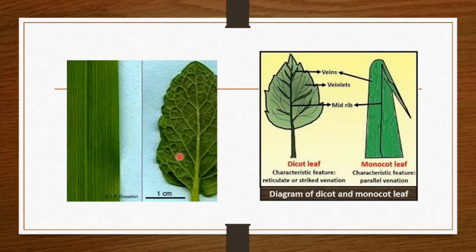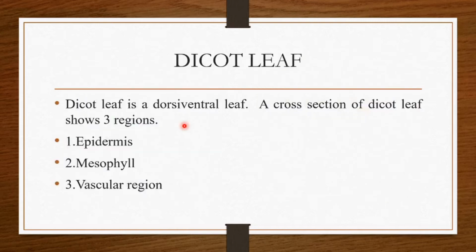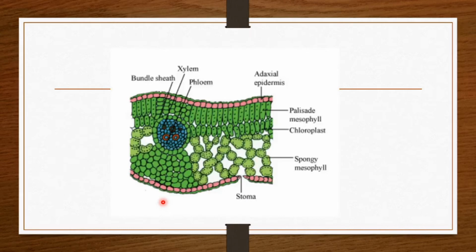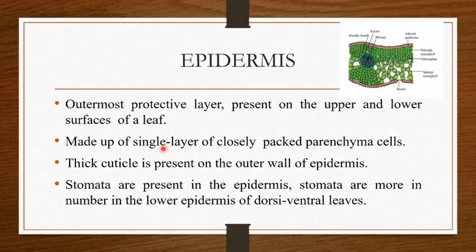In this session, we will be discussing the anatomy of this dorsiventral or dicot leaf. A cross section of dicot leaf shows three different regions. They are epidermis, mesophyll and vascular region. This is the picture showing the different regions of a typical dicot leaf: epidermis, mesophyll region and vascular tissue. Let's learn one by one.